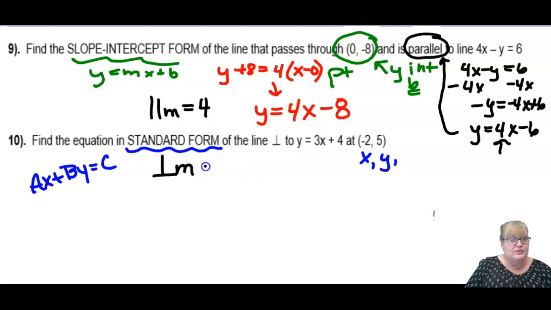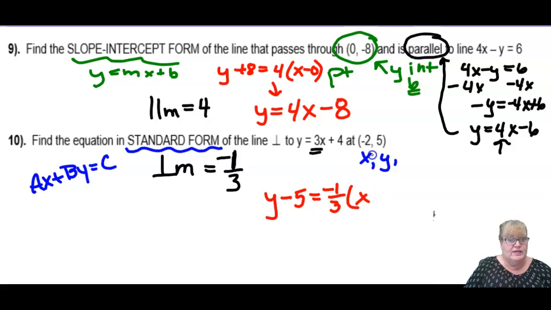So the perpendicular slope to 3 would be flip it over and change the sign. So our perpendicular slope is going to be negative 1/3. And then they gave us a point of negative 2, 5. So we're going to go point slope: y minus 5 equals negative 1/3 times x minus negative 2, or plus 2. And we're going to distribute because we're trying to get to standard form.